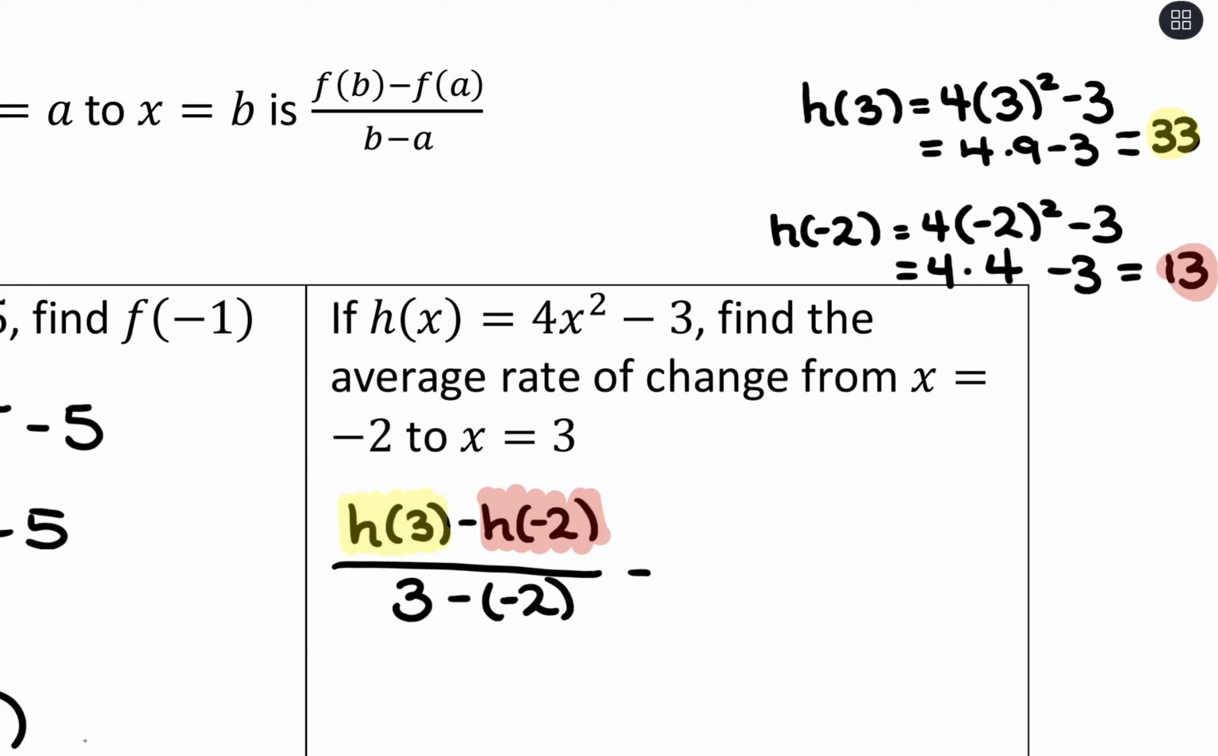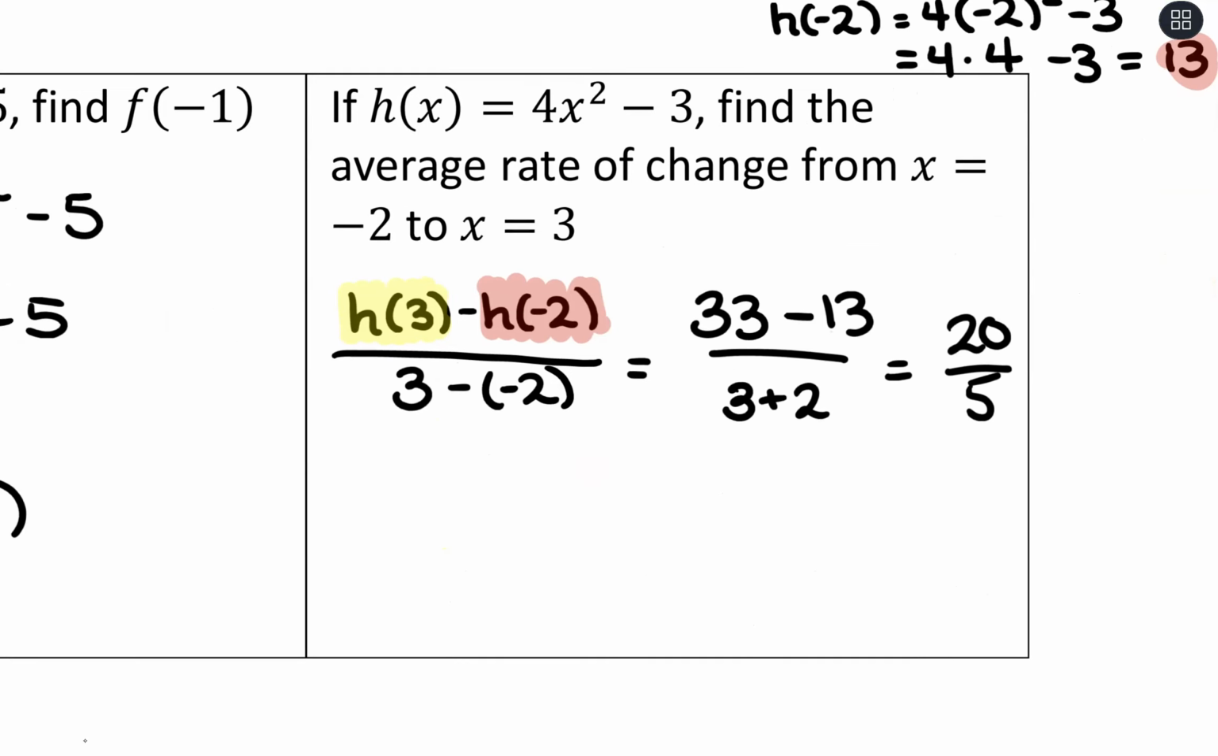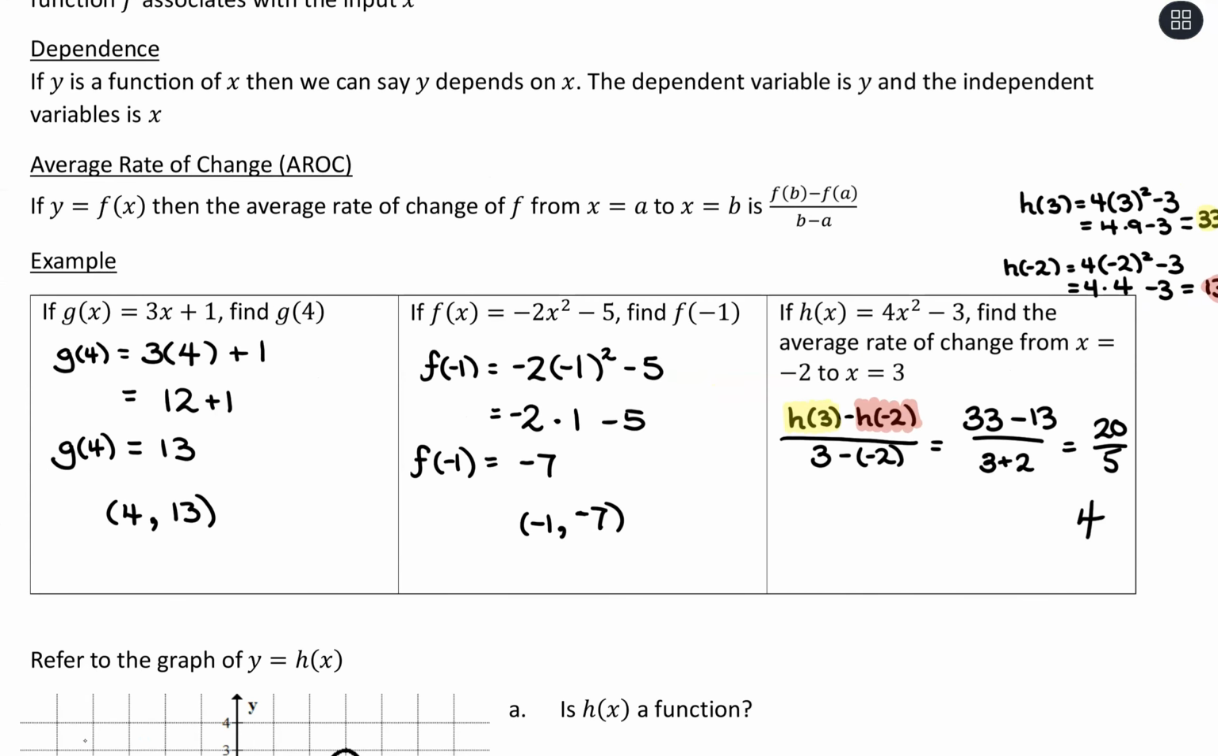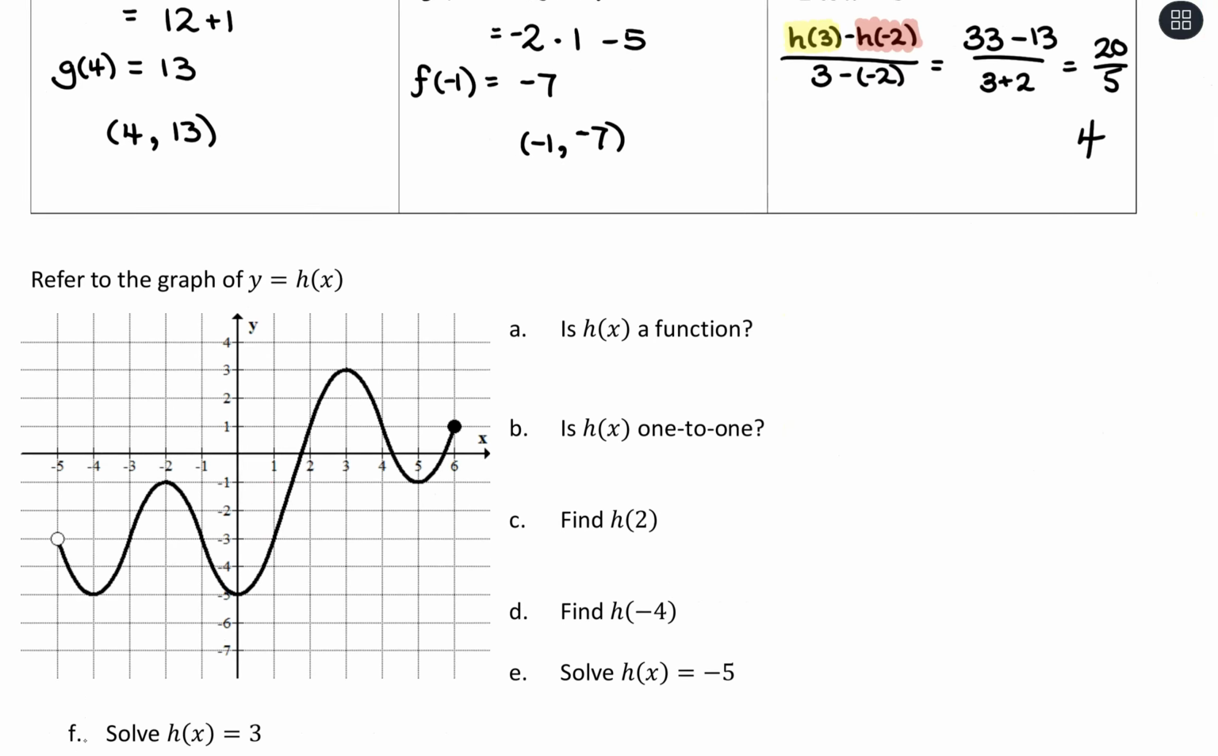So going back to my average rate of change formula, we're going to substitute in 33 minus 13, and then we have that over a 3 plus 2. So this will be a 20 over 5, which will simplify down to a 4. So those are some different ways we can use our function notation. Now let's talk about what we can do with graphs.